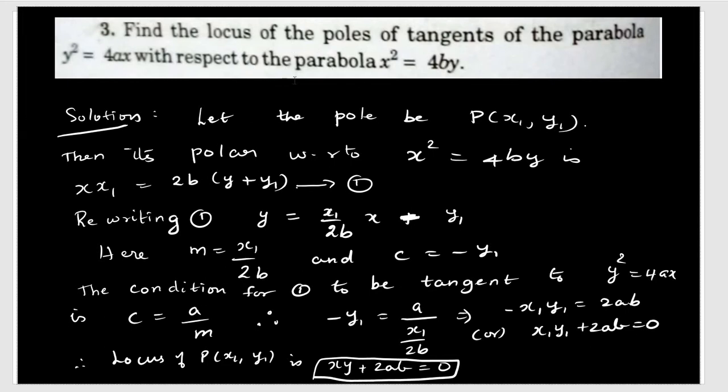Now we are given that this polar is tangent to this particular parabola y square equal to 4ax. The condition for y is equal to mx plus c to be tangent to y square equal to 4ax is c is equal to a by m. So just replacing c by minus y1 and m by x1 by 2b, and cross multiplying, and after simplification, this is what we get. But remember, our aim is to get the locus of this point P of x1, y1. So by just dropping the suffix, you get the locus.